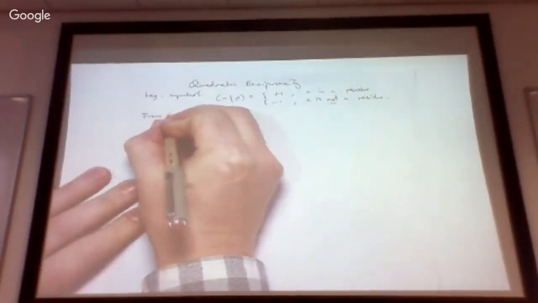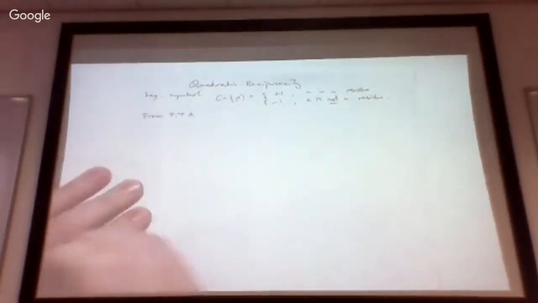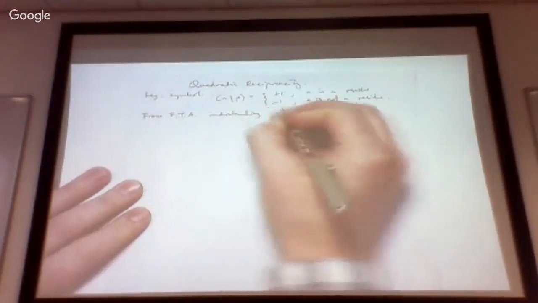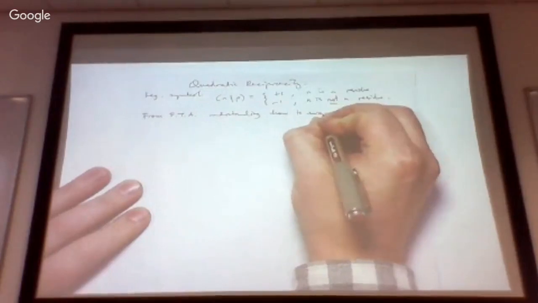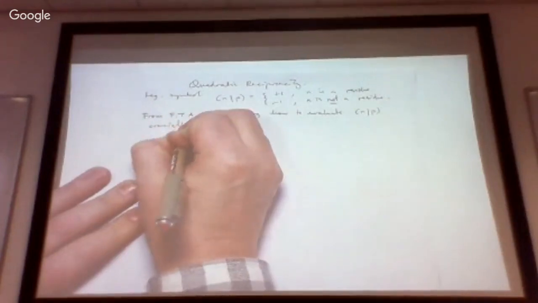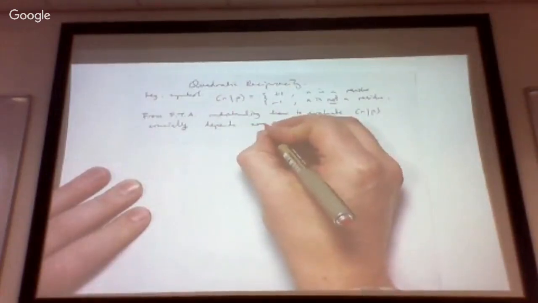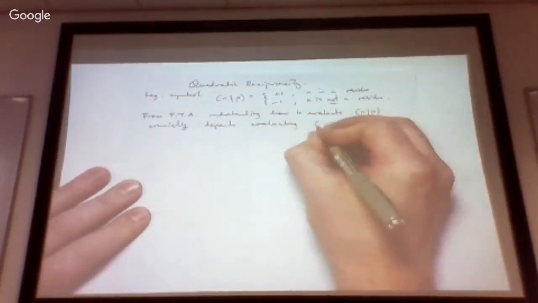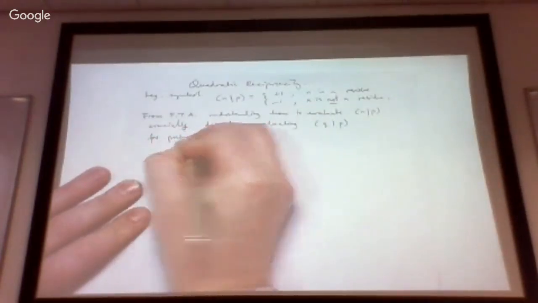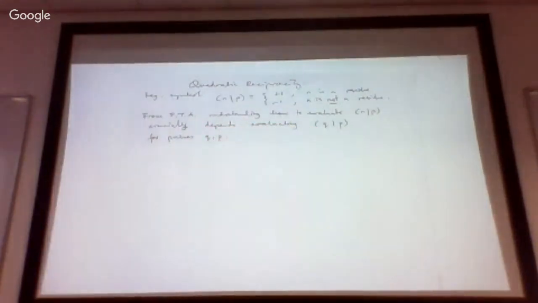We observed before, I won't do the derivation again because I've done it a number of times, that from the fundamental theorem of arithmetic, understanding how to evaluate (n/p) crucially depends, or kind of reduces to, being able to evaluate the Legendre symbol (q/p) for primes q and p.